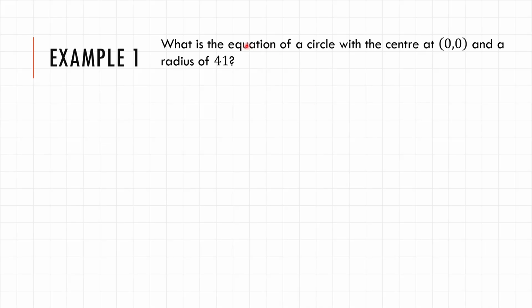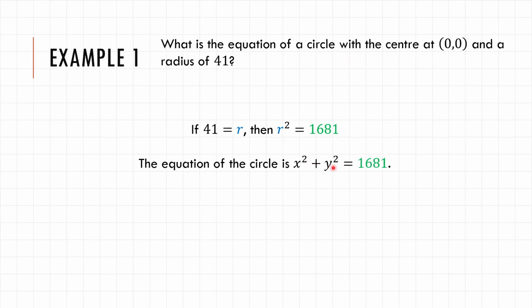Do you think you could find the equation of a circle with the center at (0, 0) and a radius of 41? Pause the video here and see if you can figure that out for yourself. Well, one thing I know is the equation of a circle is x squared plus y squared equals r squared. So if r is 41, then r squared would be 41 times 41, which is 1,681. And so the equation of that circle would just be x squared plus y squared equals 1,681.